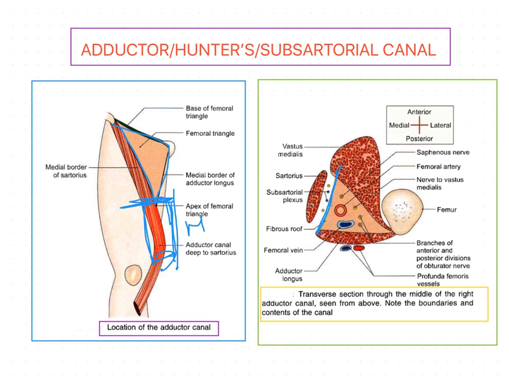Now we will see the contents. Normally it mainly contains the femoral artery. Next is the femoral vein, and then the saphenous nerve. Here you can find the saphenous nerve, and the nerve to vastus medialis. Of course, this nerve to vastus medialis and the saphenous nerve are the branches of the femoral nerve.